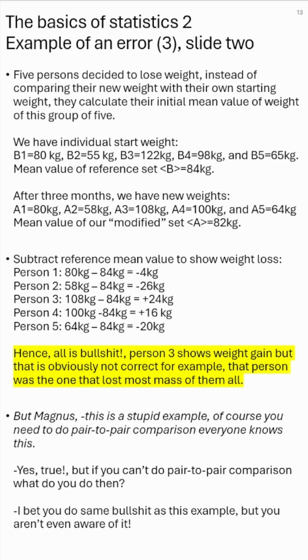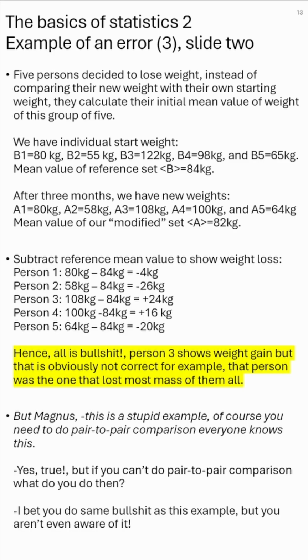So let's take this example. 5 persons decide to lose weight. So instead of comparing their new weight with their own starting weight, they calculate the mean value of their initial weight together in this group of 5. The individual start weights, we can call them B1, B2, B3 and so on, are 80 kilo, 55 kilo, 122 kilo, 98 kilo, 65 kilo. And the mean value of those becomes 84 kilos, right?